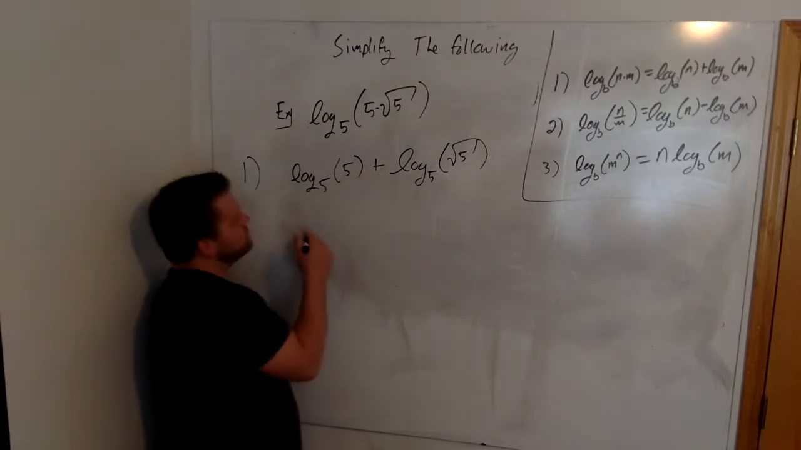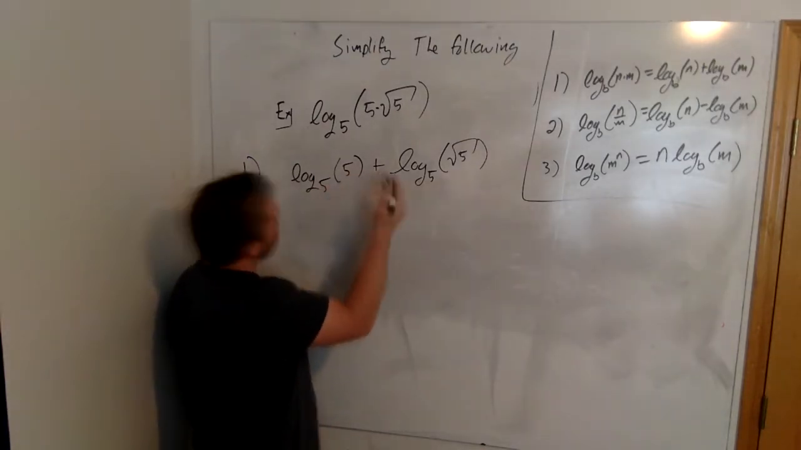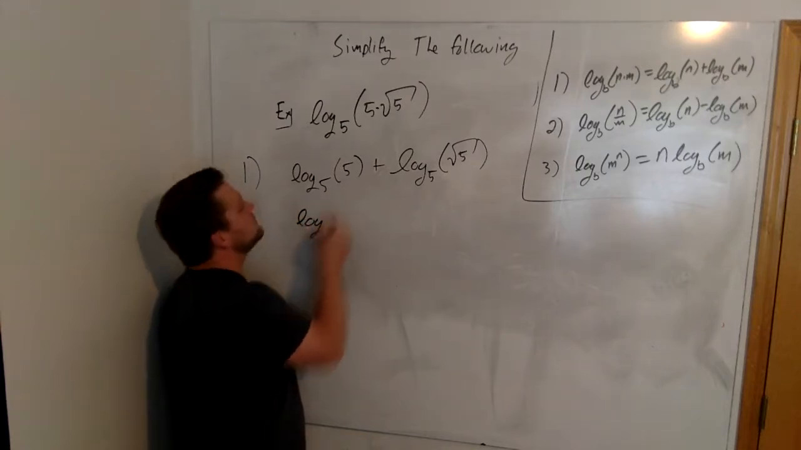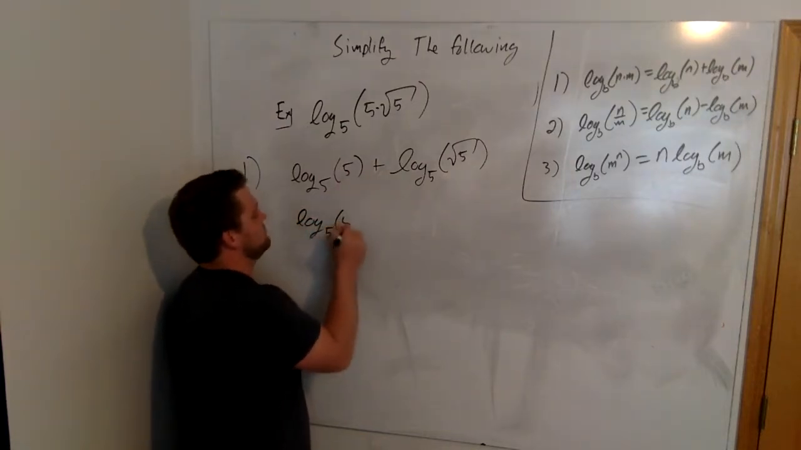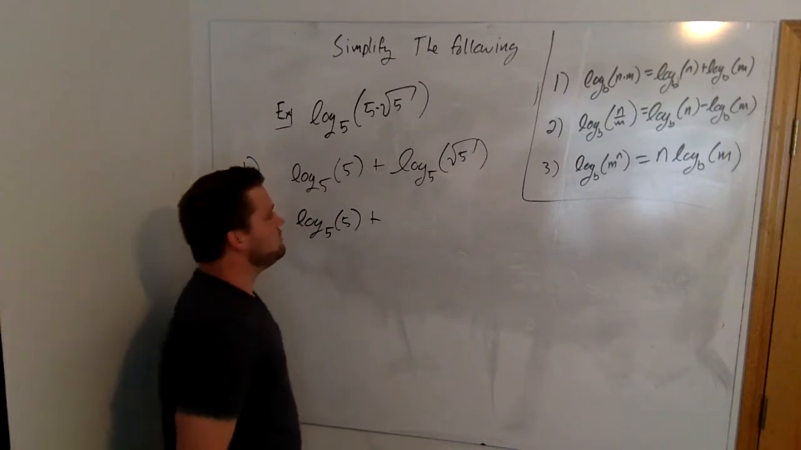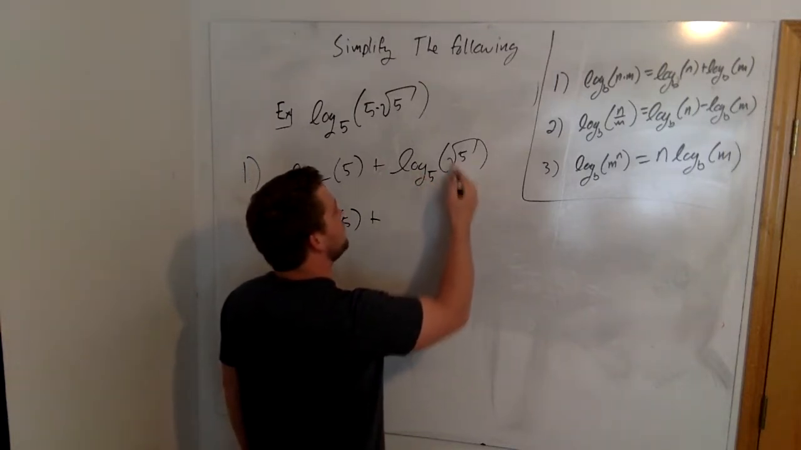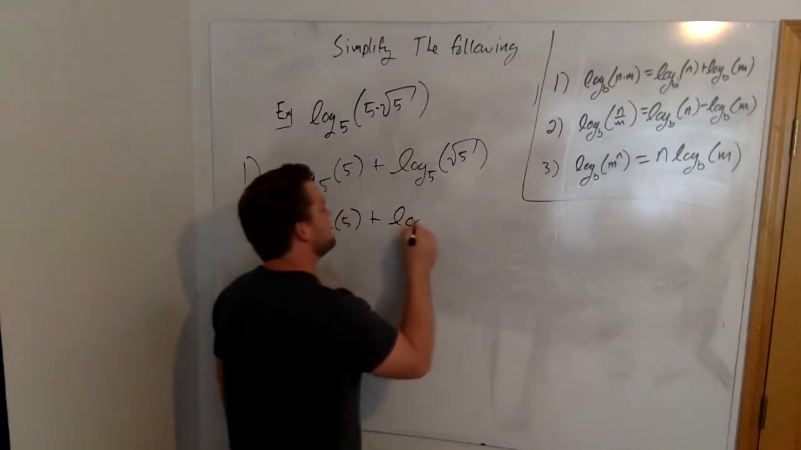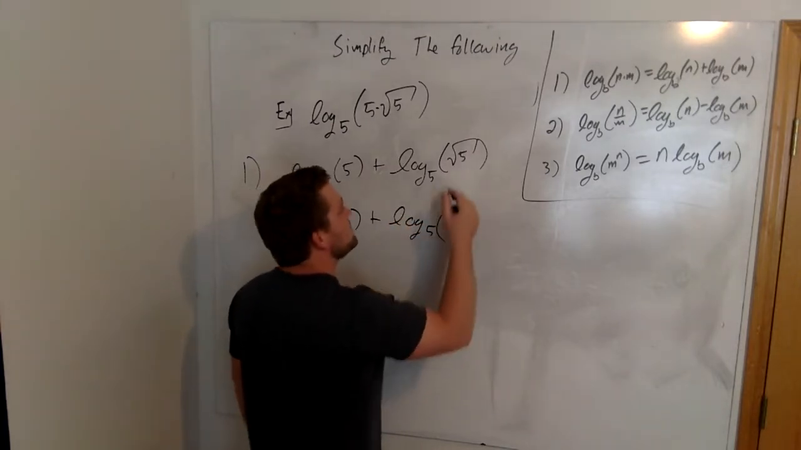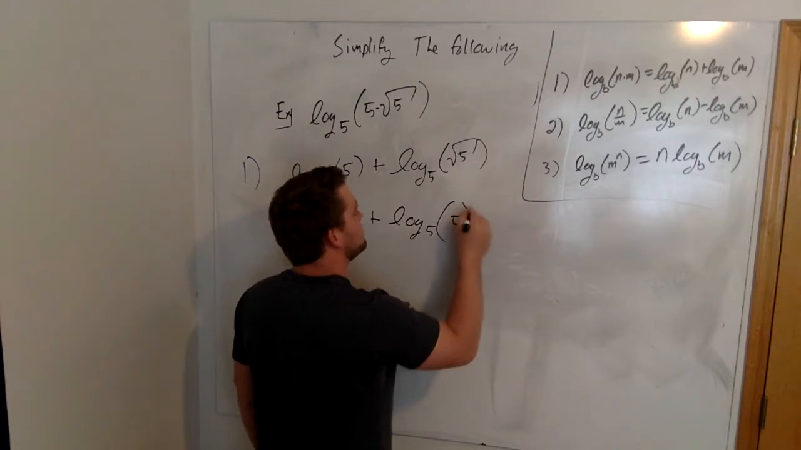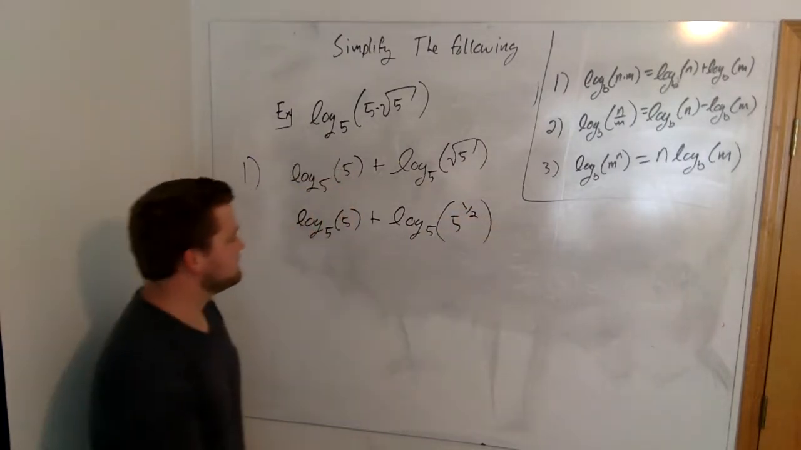So here, what is log base 5 of 5? I hope you believe that this is just going to be 1. I'll write that in just a second. But a thing to realize here is we can go further with log base 5 of the square root of 5. Remember that another way to write a square root is 5 to the 1/2 power.